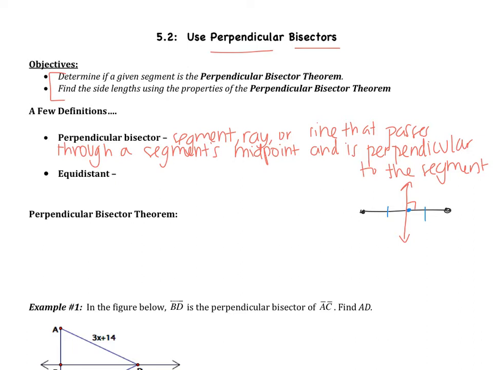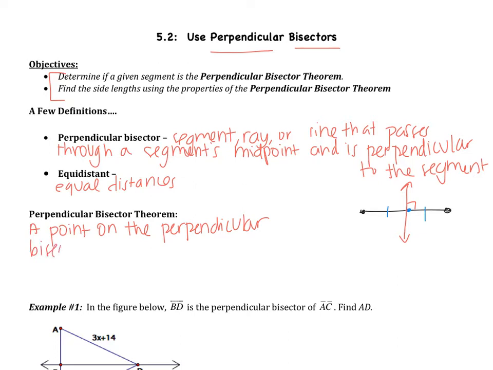Okay, next term is equidistant. Equidistant just means equal distances. Okay, so you're probably thinking to yourself, well, why do I need to know that? Well, both of these terms together are going to lead us to the perpendicular bisector theorem. The perpendicular bisector theorem says a point on the perpendicular bisector of a segment is equidistant from the segment's endpoints.